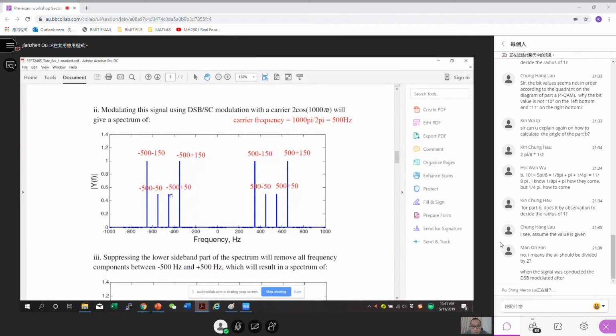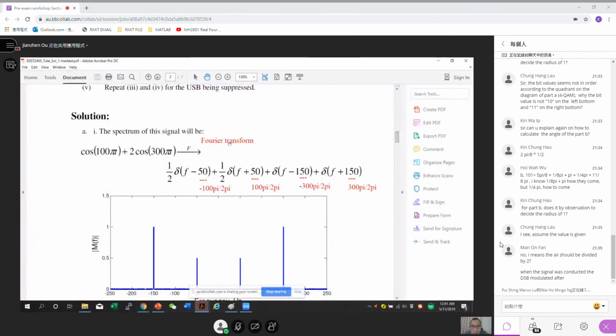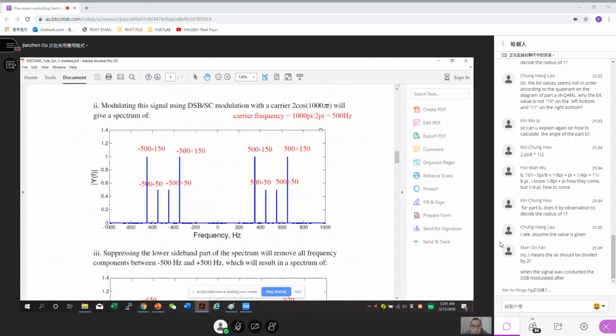It's not just saying to divide by 2, because when you divide by 2 here, that is the Fourier transform calculation. But for the number 2 here, there's no divide by 2, because we neglect the carriers in the DSB-SC modulation technologies.